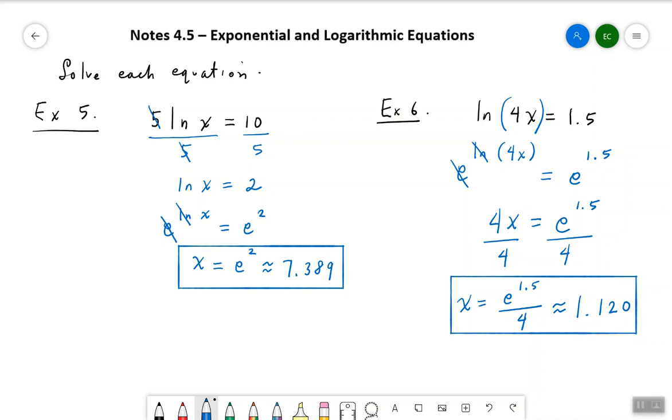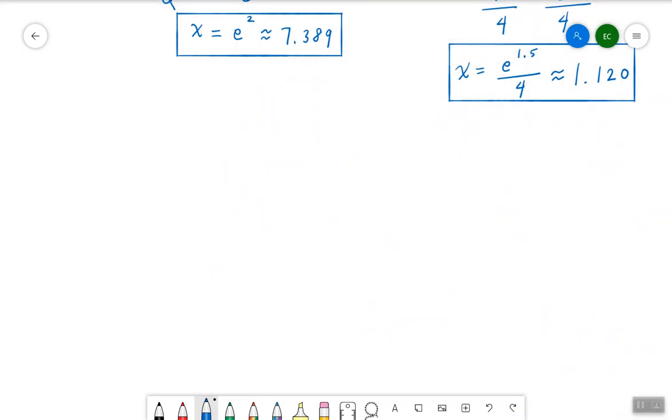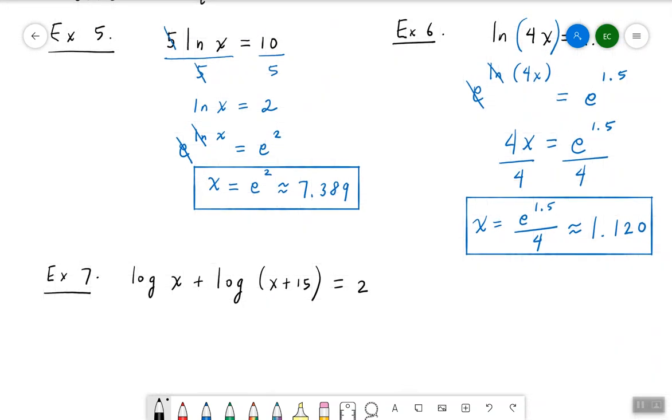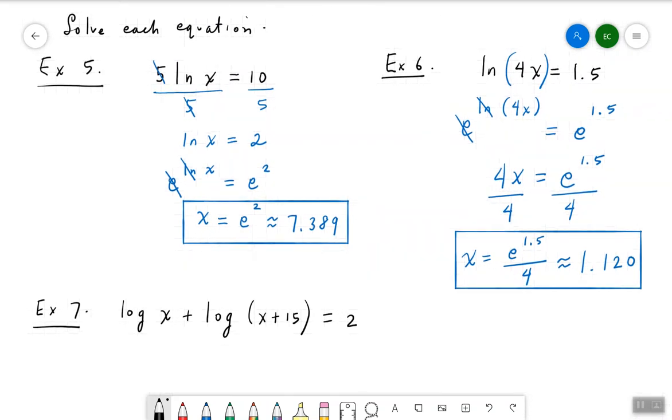Okay, so that's a pretty good start. Let's go ahead and try one or two more here. So for example 7, we'll have the log of x plus the log of x plus 15 is equal to 2. And the big difference in example 7 compared to the previous examples is that now there are 2 logarithms there.